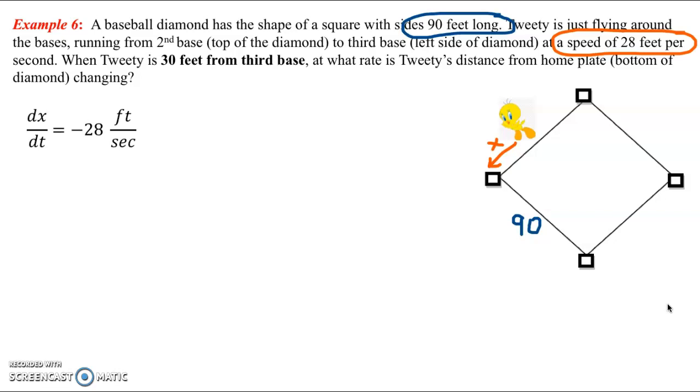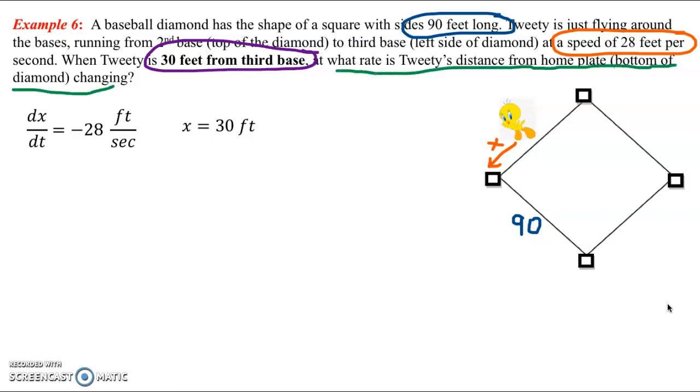Now, why is this negative? Because look at the diagram. We know x is getting smaller, so that means our derivative must be negative. He is 30 feet from third base. So at this particular point, x is equal to 30 feet, but we can't label it yet until after we find a formula and find a derivative because x is changing.